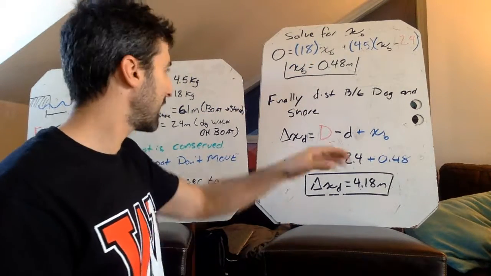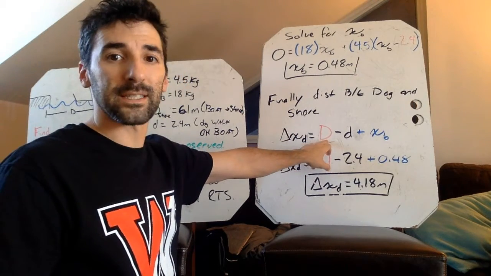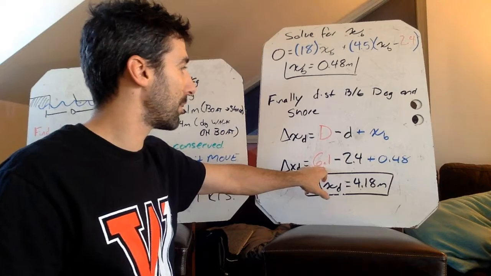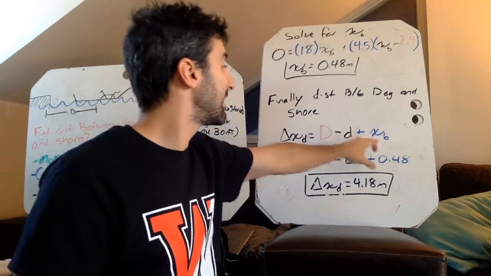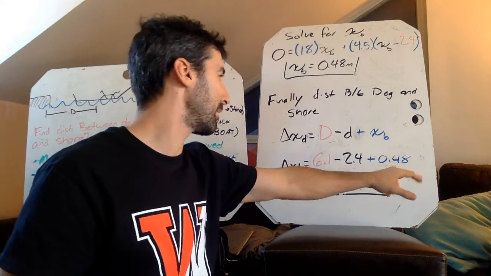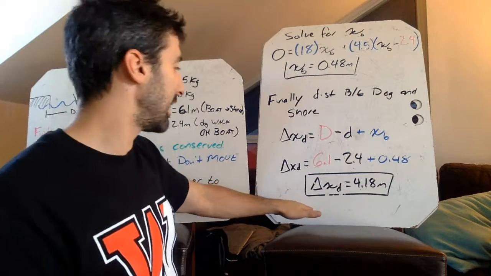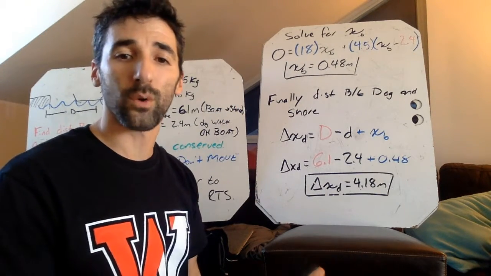Now I can put it all together. I can figure out how far the dog is from shore. The total distance that they started with, 6.1 meters. The distance the dog moves, 2.4 meters. And the distance the boat moves with respect to the dog as the dog is walking forward, 0.48 meters. Put all of that together, we get a total distance, the dog to the shore, of 4.18 meters or 4.2 meters.